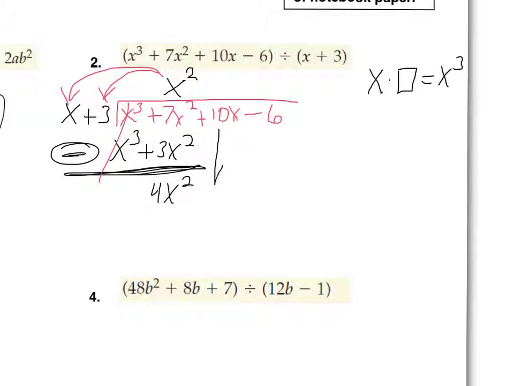Then you're going to bring down the next term, and from here basically you're going to start over. So now again, we're looking at x, the first term, and 4x squared. And we're kind of thinking, alright, x times what equals 4x squared? What would I have to multiply x by to get it to equal 4x squared? Well, it needs a 4, and it needs another x, so 4x.